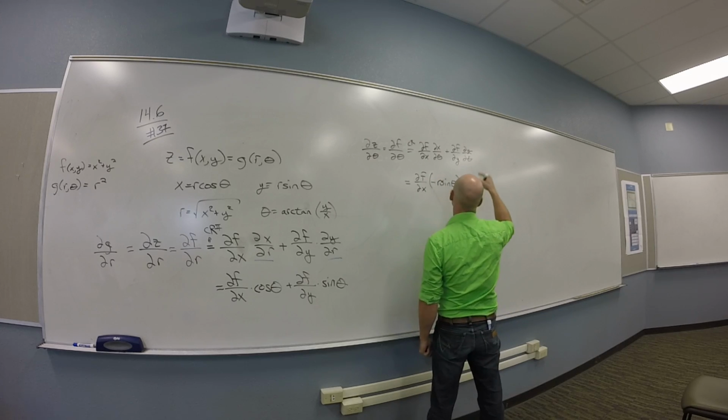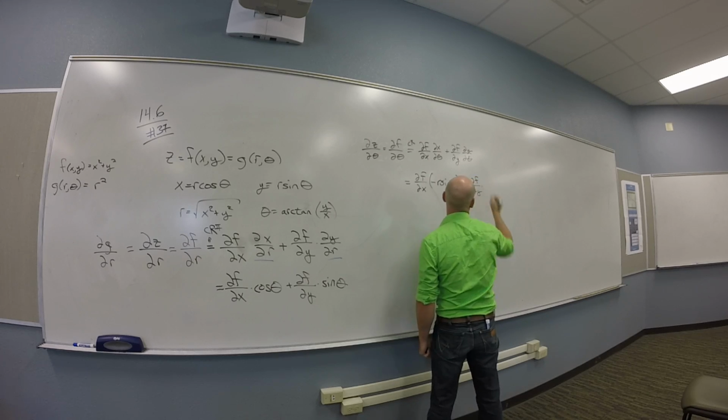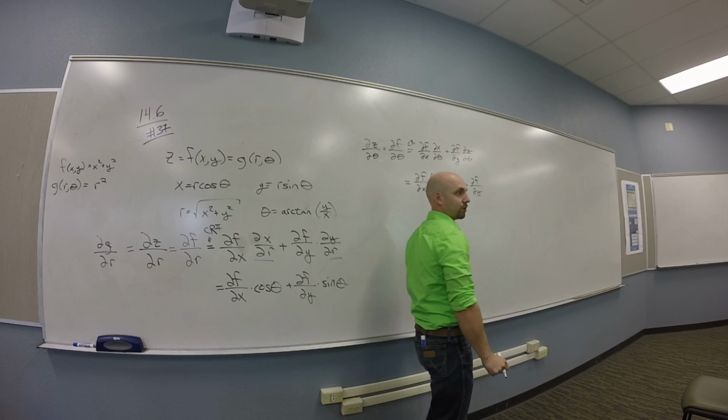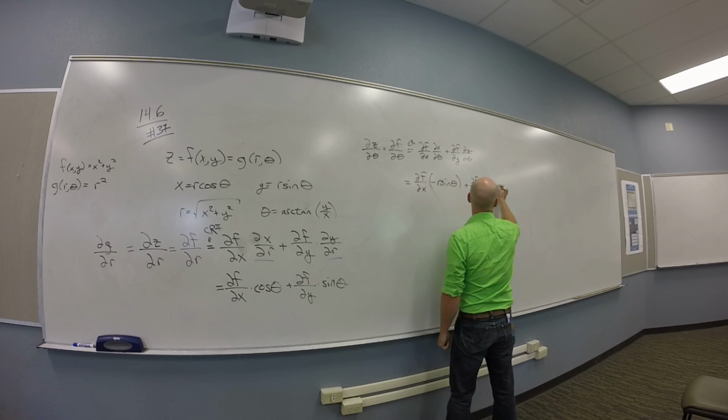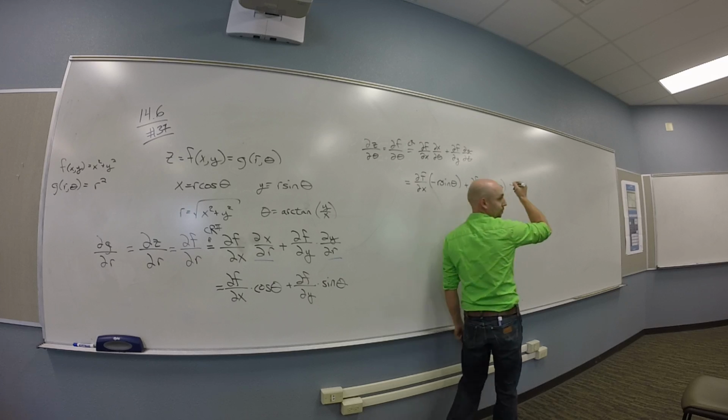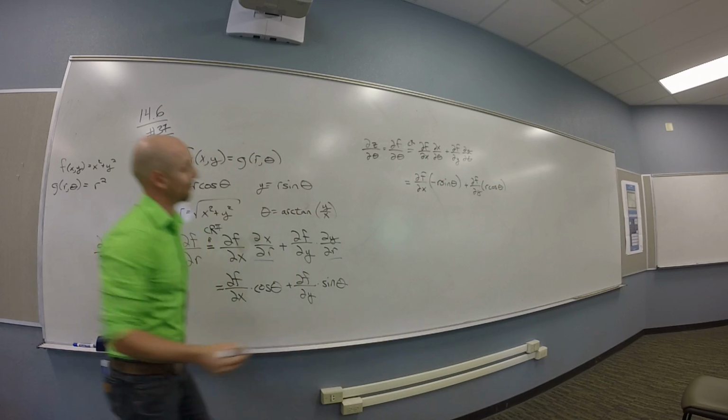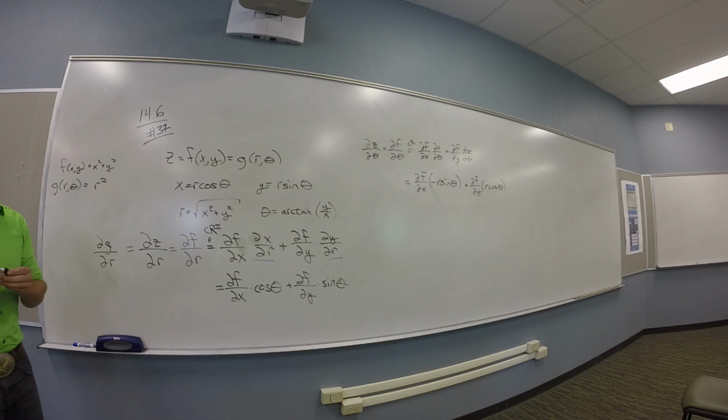Let's see, so I got this bit, and then I got the partial of f with respect to y. And then what's the derivative of y with respect to theta? R theta. Let's do something up here. Okay, so that's part A.